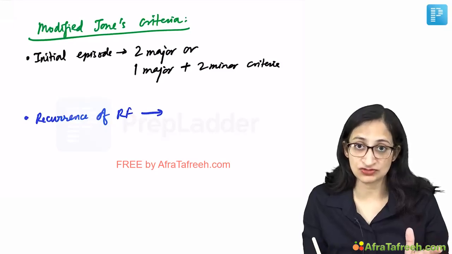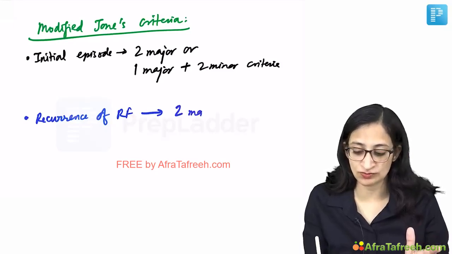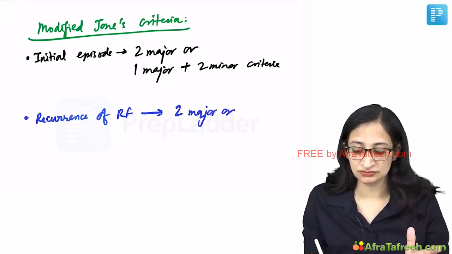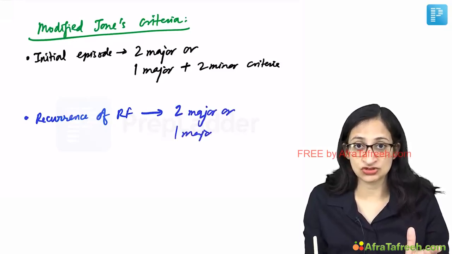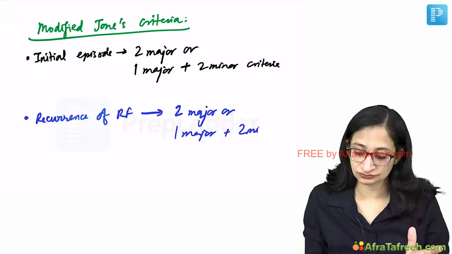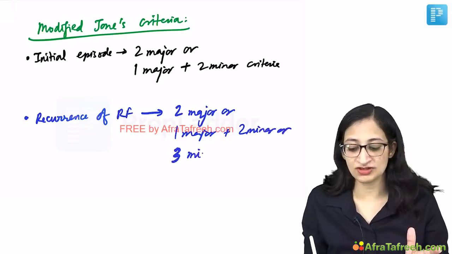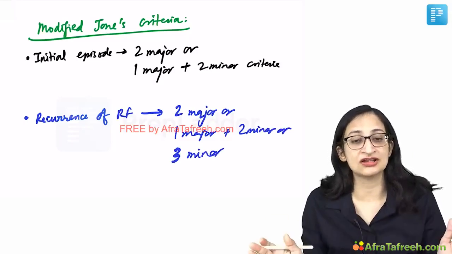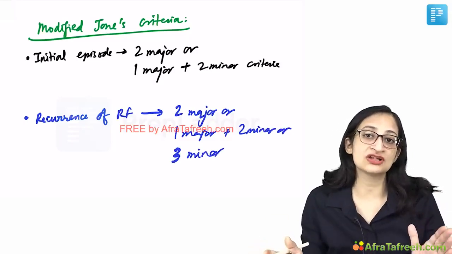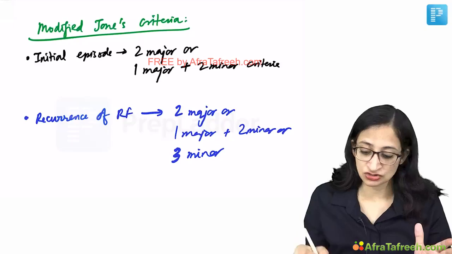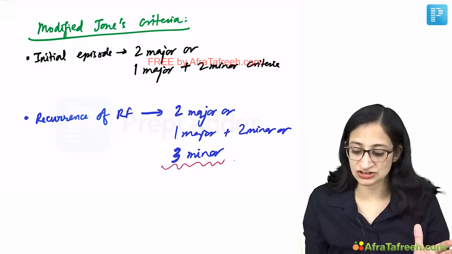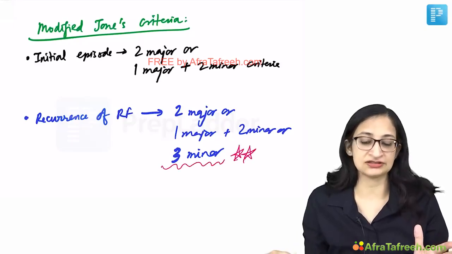We can diagnose recurrence of rheumatic fever in the presence of either two major or one major plus two minor, or even three minor criteria alone if they are present in the absence of any major criteria. Then also you can diagnose it as recurrence of rheumatic fever. So this is also a latest addition in the 2015 guidelines.